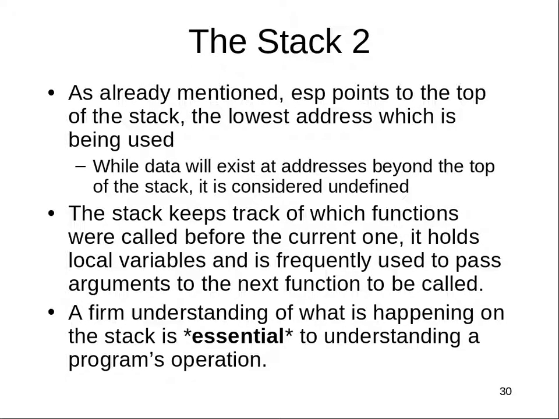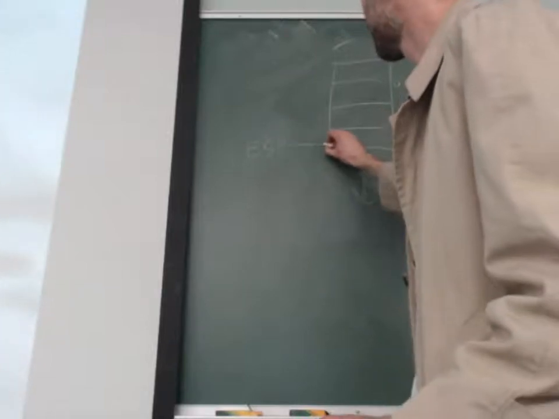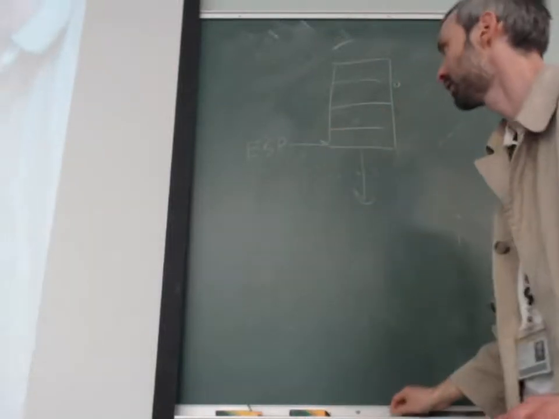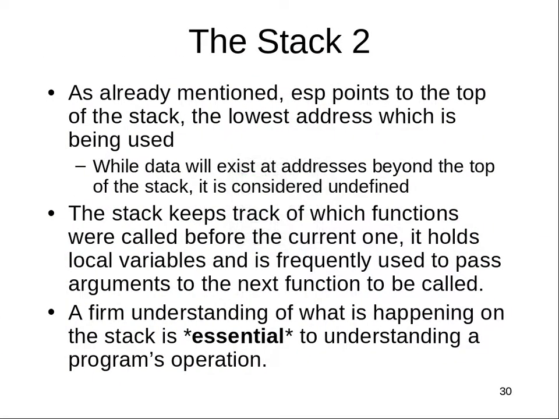ESP points to the top of the stack. So, ESP, right there. And let's see, lowest point. The stack keeps track of which functions were called before the current one. It holds local variables frequently used. It is very important you understand the stack very, very well in order to understand a program's operation.